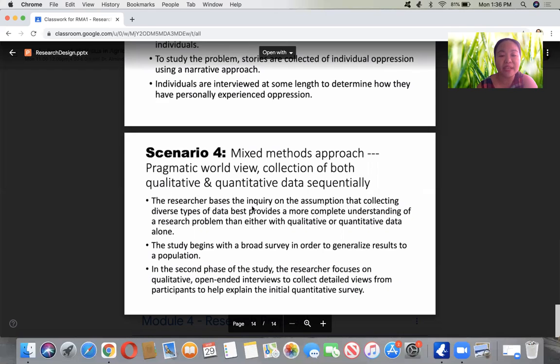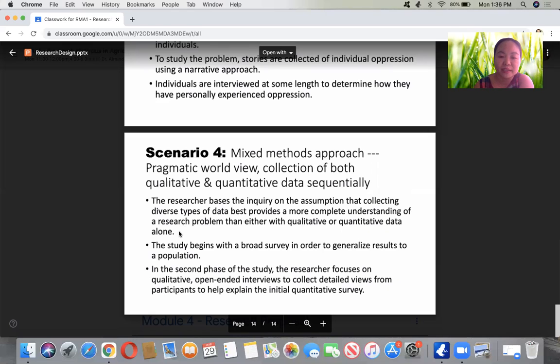And the last scenario is the mixed method approach using pragmatic worldview, collection of both qualitative and quantitative data sequentially. So you can actually collect objective data and also qualitative surveys. So the researcher bases the inquiry on the assumption that collecting diverse types of data best provides a more complete understanding of a research problem than either qualitative or quantitative data alone.